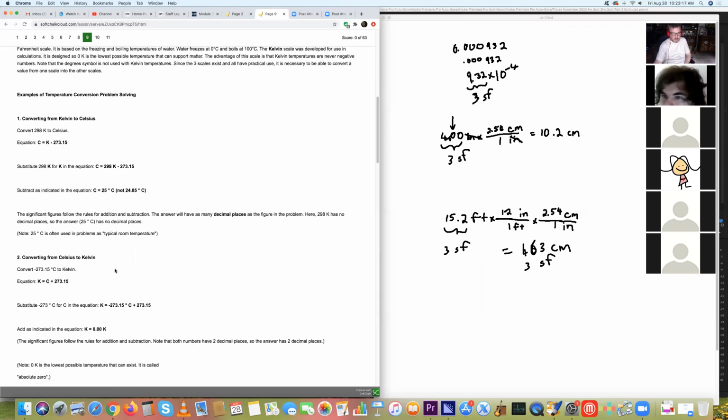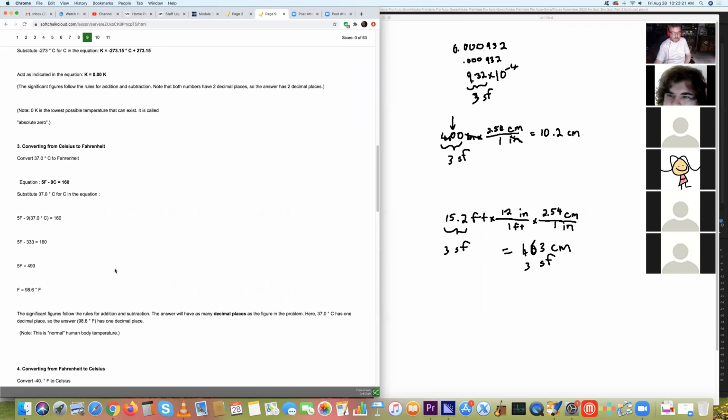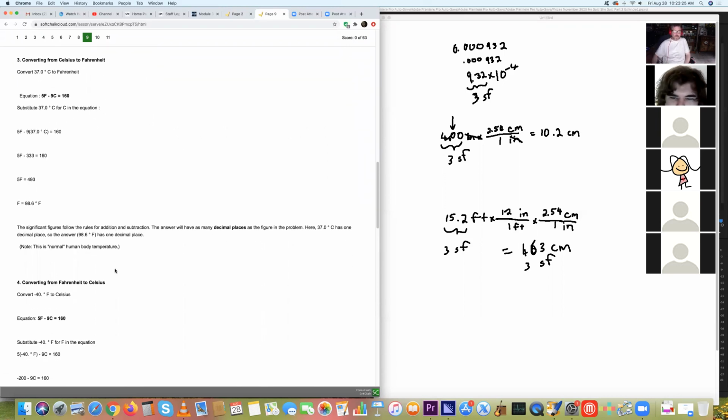Now, what's kind of annoying, and Laura, this is where you ran into a bit of a hassle here. If we look at number 3, going from Celsius to Fahrenheit, you've got 5F minus 9C is 160. That's the equation we're using. And it's addition and subtraction.